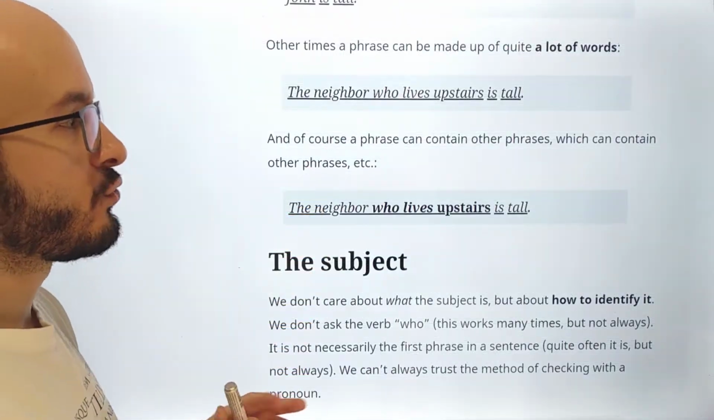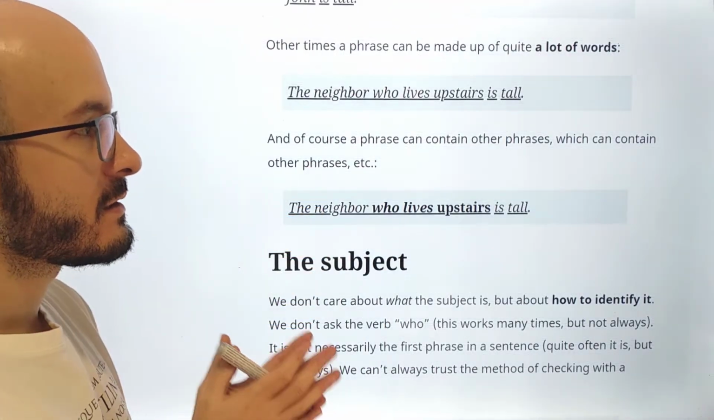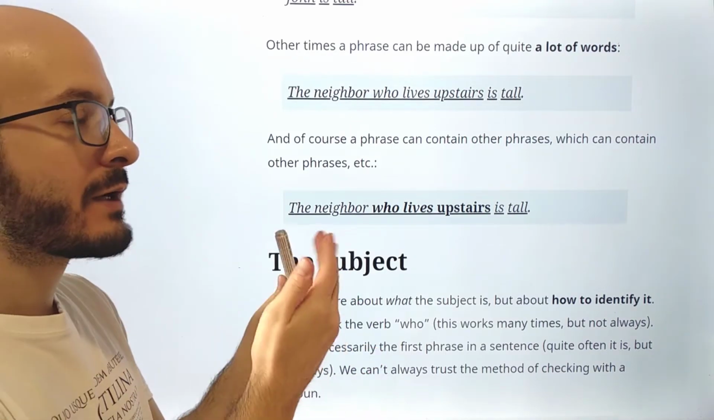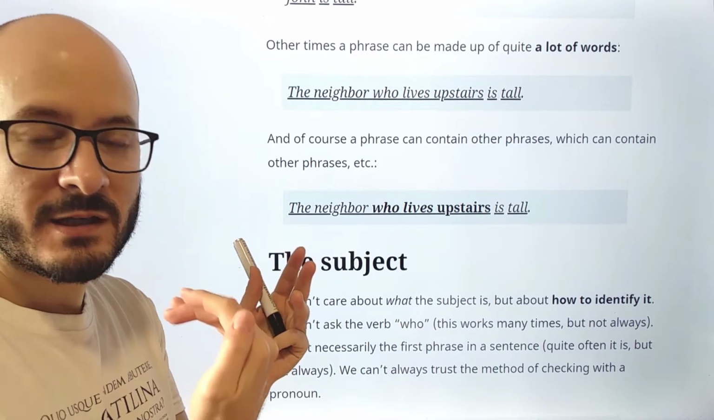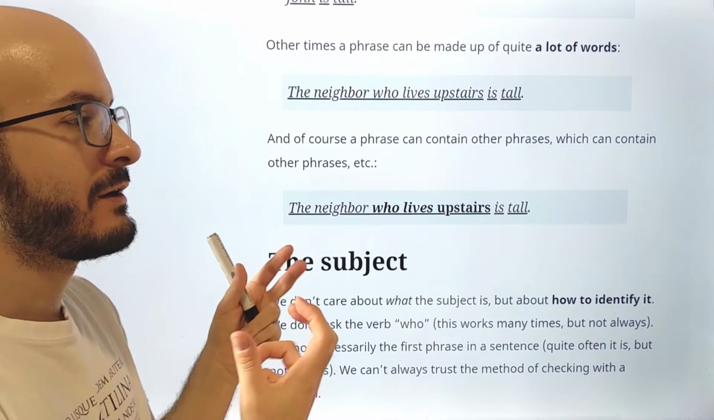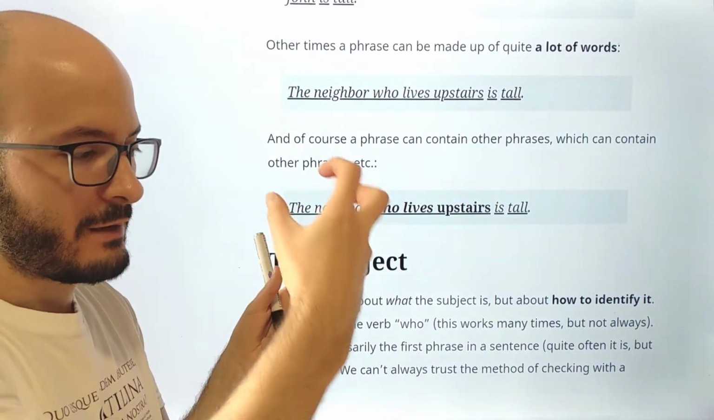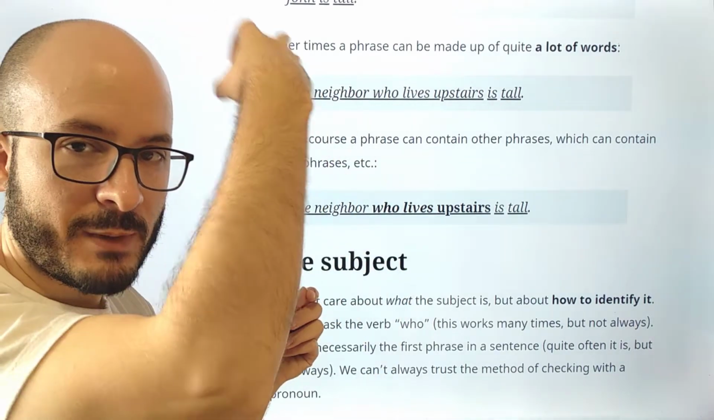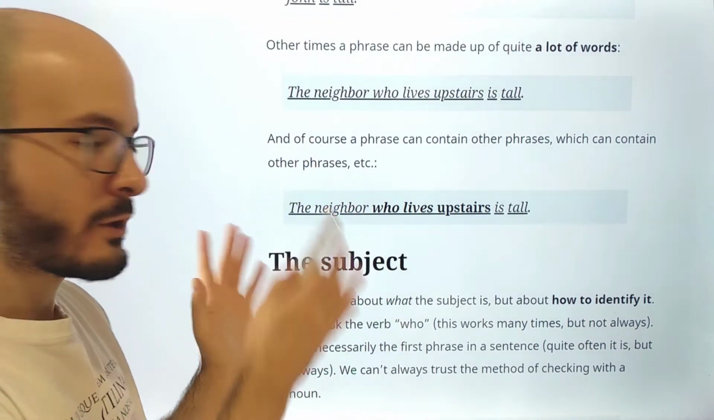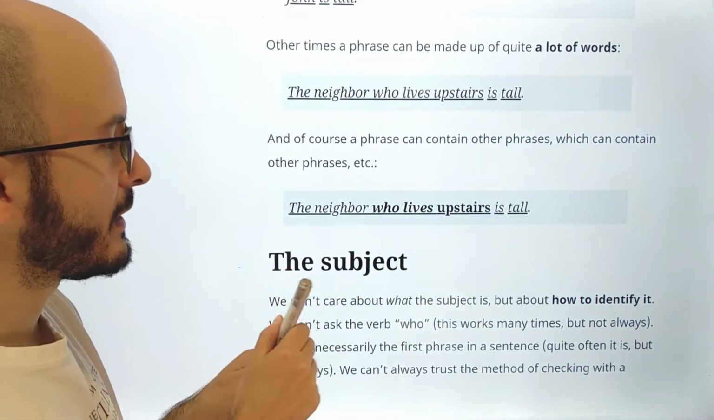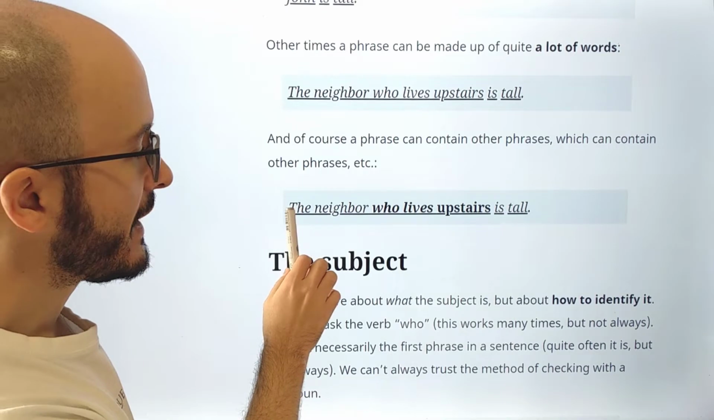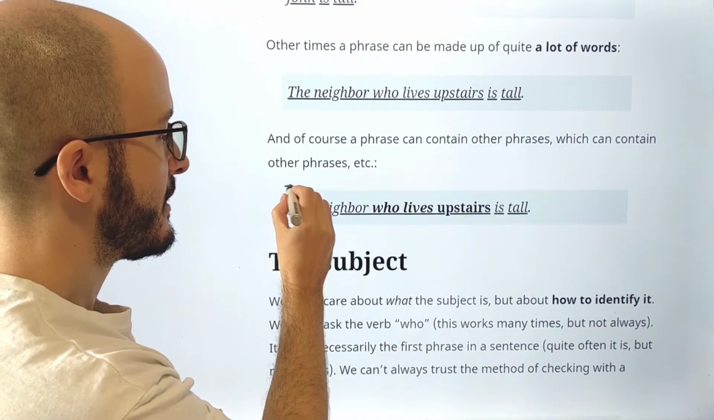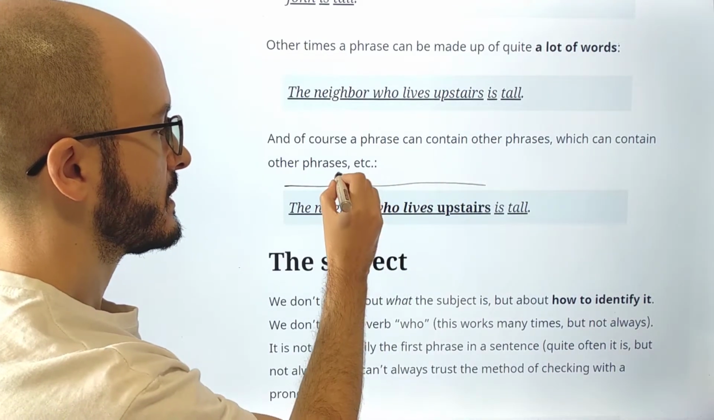And of course, a phrase can contain other phrases, which can contain other phrases, etc. Like these Russian dolls, let's say, no, like you put a matryoshka inside of another matryoshka, etc. No, so it works the same. So, for example, here we have the neighbor who lives upstairs. And we said that this is the subject.